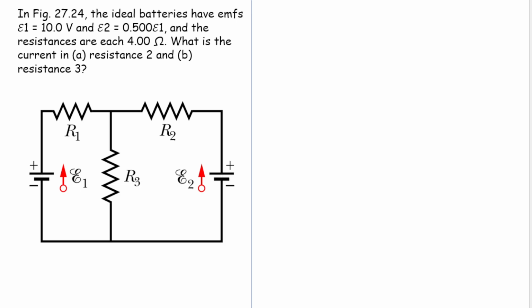Okay, maybe let's just assume the direction of the current. I will assume that this battery here gives current to the circuit, so it will go up here. And this also goes up here. Let's name this current from battery 1 as I1, and let's name this current from battery 2 as I2.